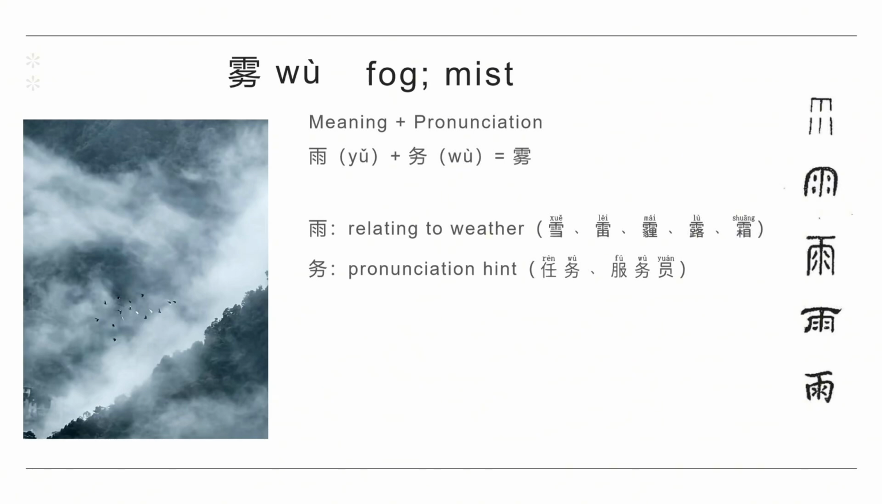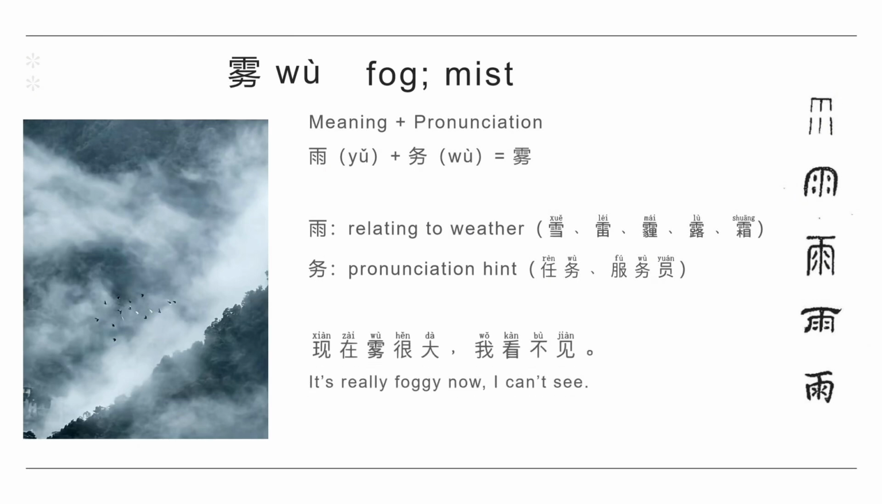A lot of characters that we have previously learned appear in other characters, acting as handy tools that give hints to meaning and or pronunciation. 现在雾很大，我看不见。It's really foggy now. I can't see. 雾很大。雾: rain plus 务.